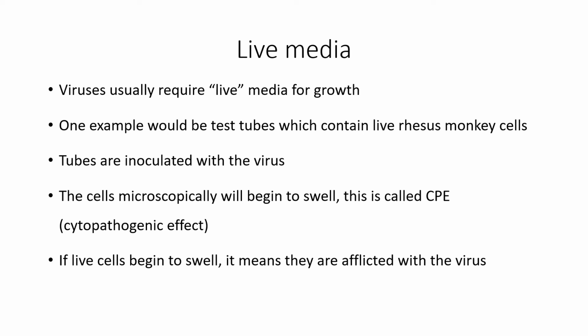The tubes are inoculated with the virus, and then if you look at those roll tubes on a microscope, you can see that the cells start to swell. This is called cytopathogenic effect. If the cells start to swell, it means that they have been infected with the virus. Okay, so you can actually scrape out those cells and then use other serological methods to identify the virus that has infected the monkey cells.